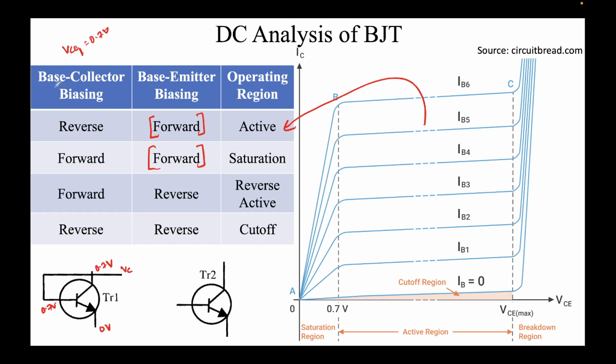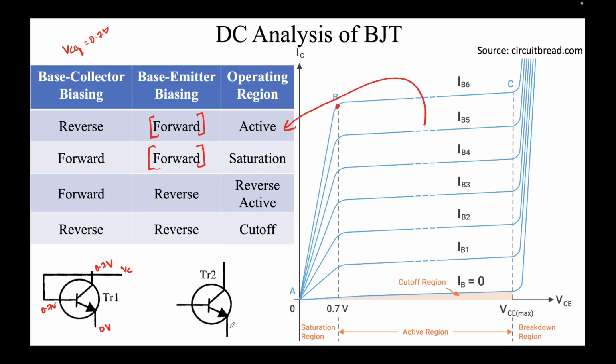We need to identify the base collector biasing. You can see these are shorted, right? They're neither reverse nor forward for this transistor. This means you are exactly at this point B. This is also, by the way, known as the knee, because this curve is shaped like a knee. So transistor 1 is neither in active nor in saturation. But for the sake of simplicity, we can assume it to be in the active region because it's at the junction of it. We can assume it to be anywhere, so we assume it to be in the active region over here.